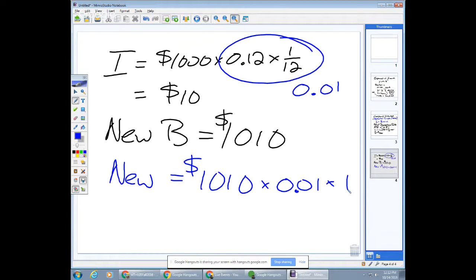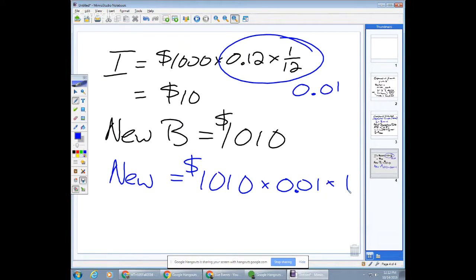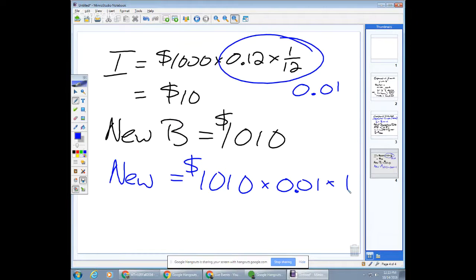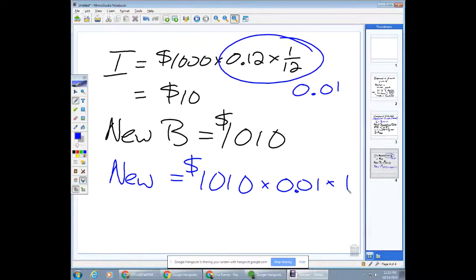All right, what's 1% of 1,010? $10.10, right? Because 1% is 1 out of 100. Shift the decimal point twice. I picked these numbers so I could do them in my head, by the way. 1%, 1 out of 100, shift the decimal point. I don't have to do anything fancy. We'll do some harder numbers later.